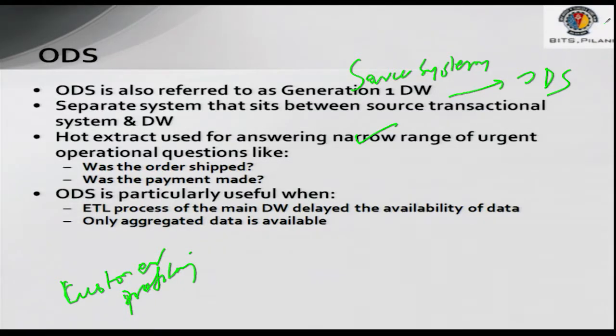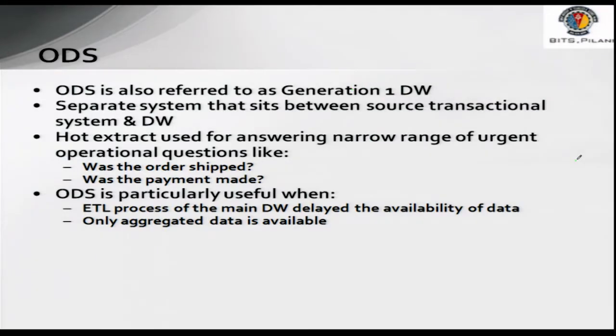Okay, let me clear this. So ODS is also referred to as a generation 1 data warehouse. First generation, because it has some characteristics of the current generation data warehouse, and it is a separate system that sits between the source systems and the data warehouse.